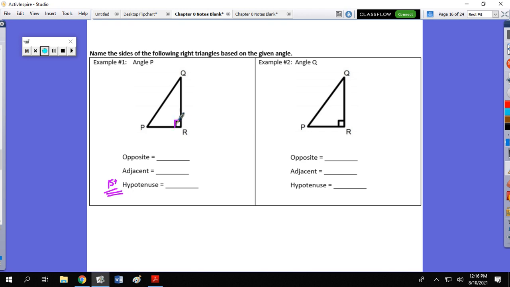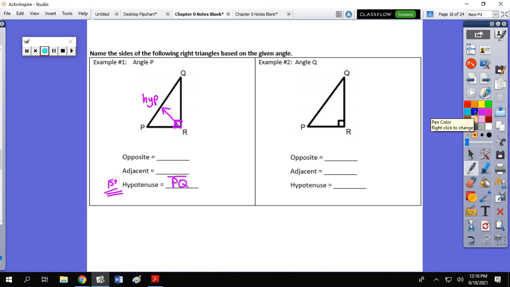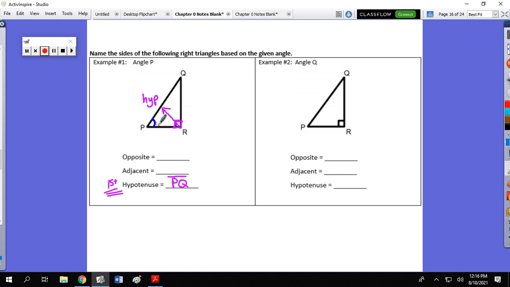We locate the right angle, and we go across the triangle, which makes PQ the hypotenuse. I'm going to use proper geometric notation there. Okay, then we locate the angle we're supposed to be working with. They tell us to work with angle P. So we mark angle P. I like to put a star in there so I can look at it. We go across the triangle. That is your opposite side, which would be RQ. And the other side that helps form it, PR, is your adjacent side.